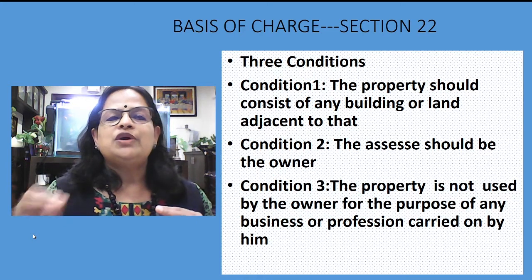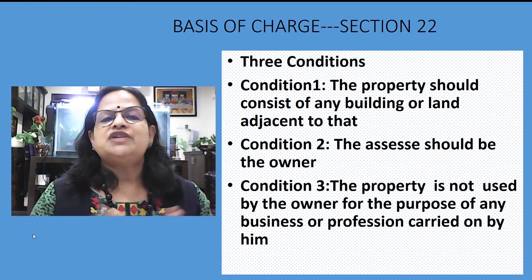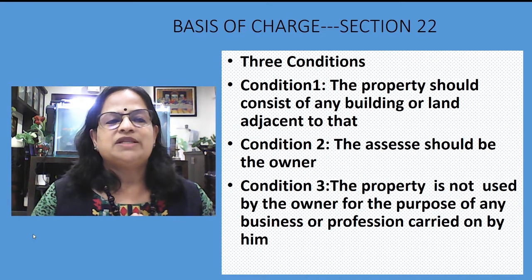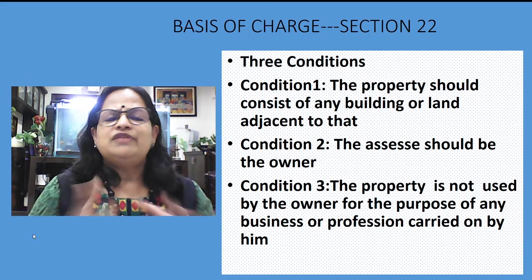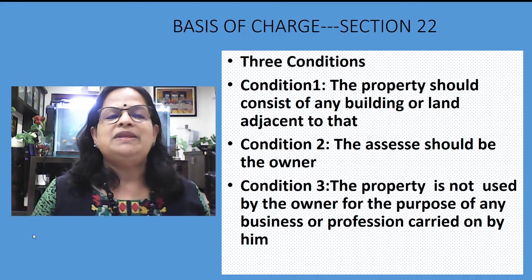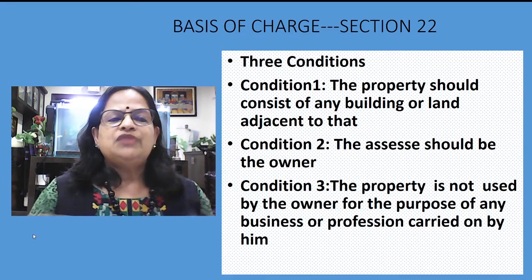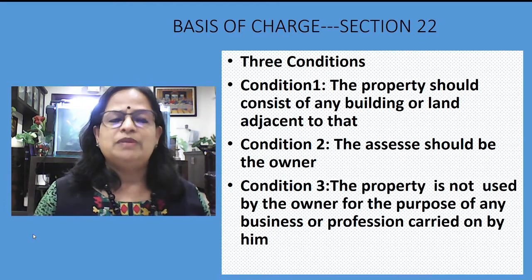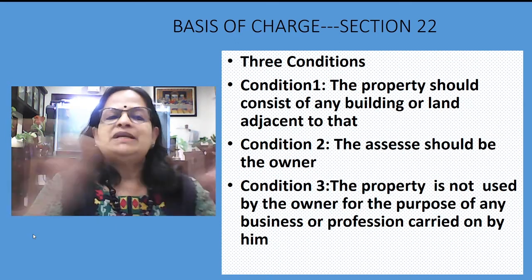So how do you find out that an income will go to house property? There are three conditions. The first condition is that the property should consist of any building or land adjacent to that. Usually a standalone building is not possible. Any building, even if it's a house, will have some place surrounding it, maybe a kitchen area, maybe a garden space. If you live in an apartment in a big complex, you can see that a walkway and parking space will be there, a lot of surrounding areas. Even if it's an independent house, a building will be there, plus some adjacent land.